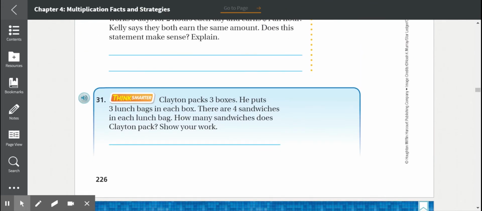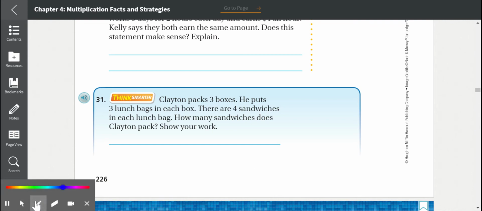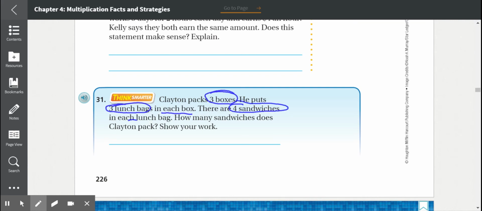All right. Let's skip all the way to number 31. Clayton packs 3 boxes. Okay, that's something we need to know. He puts 3 lunch bags in each box. 3 lunch bags in each box. There are 4 sandwiches in each lunch bag. 4 sandwiches in each lunch bag. How many sandwiches does Clayton pack? So let's go back. We know he's packing 3 lunch boxes.